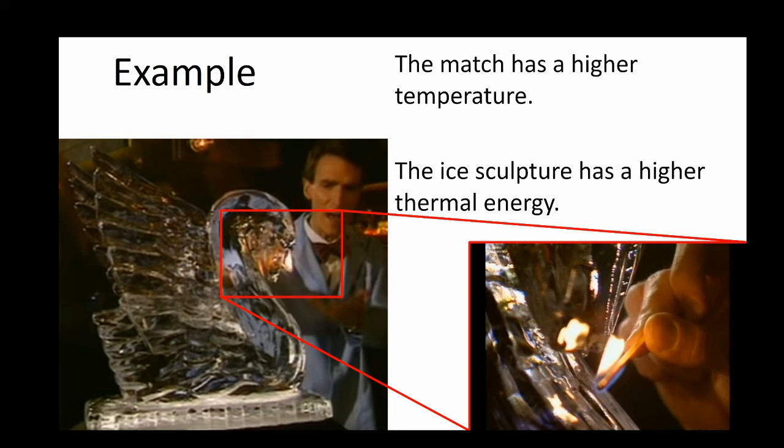The ice sculpture has a higher thermal energy than the match because there are more particles making up the ice sculpture. Each particle in the ice sculpture has a very small amount of kinetic energy, and if we sum up the kinetic energy of all the particles in the ice sculpture, it will be greater than that of the match, which arguably has fewer particles, but those fewer particles are at a higher kinetic energy.